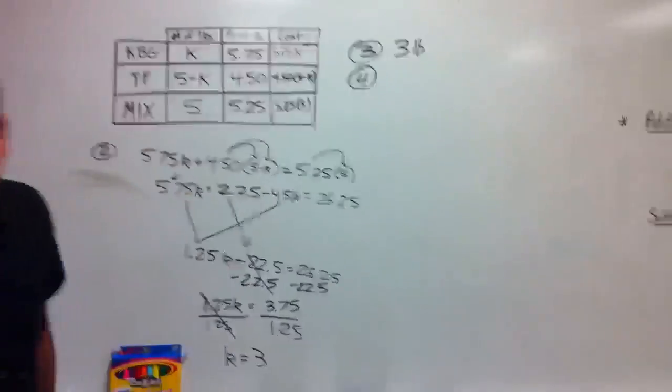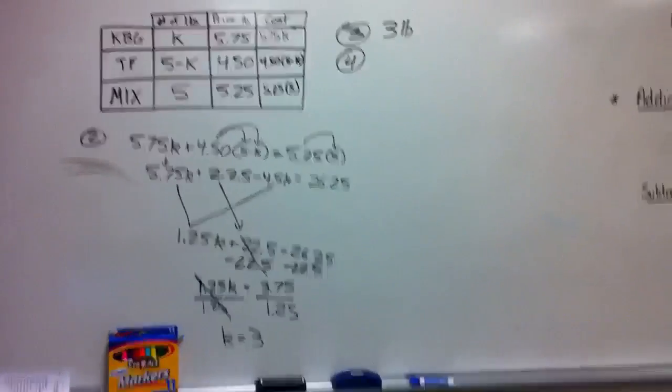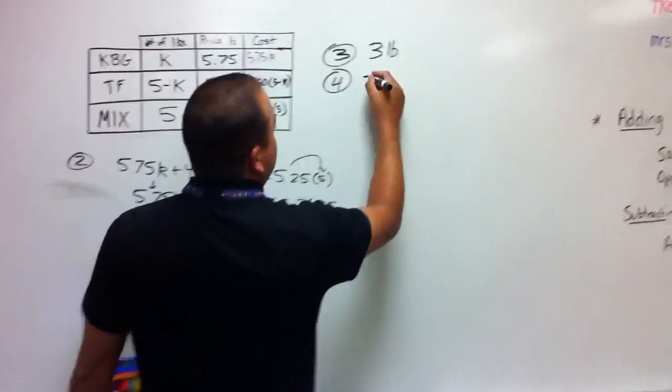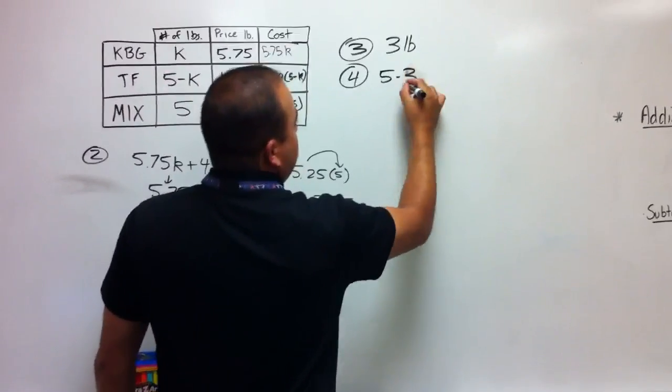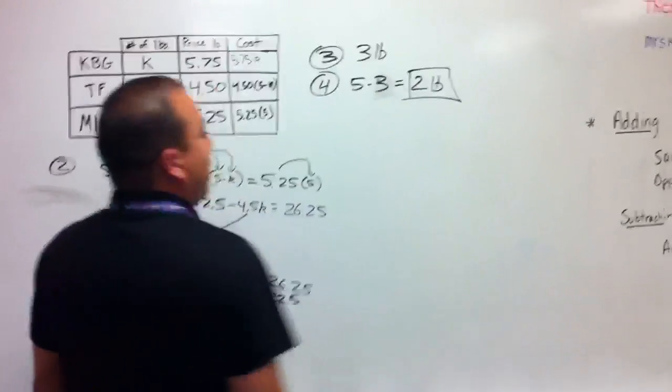Number 4 is asking us, how much tall fescue does the nursery need in a 5-pound bag? Well, the formula for tall fescue is 5 minus K. We know K is now 3, so 5 minus 3 is 2. And our answer for this is 2 pounds.